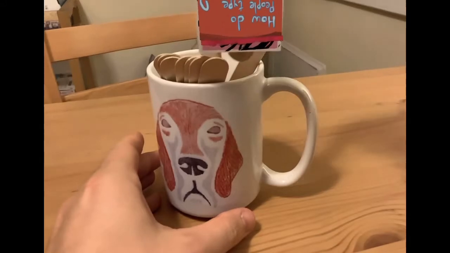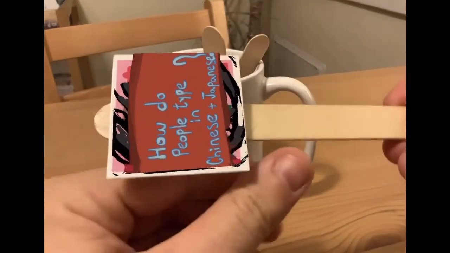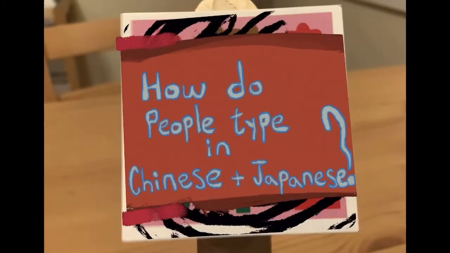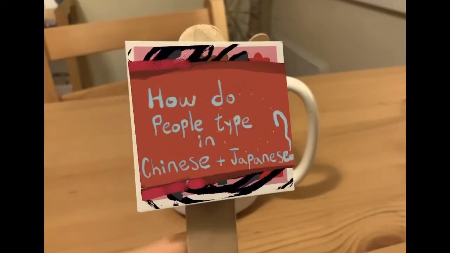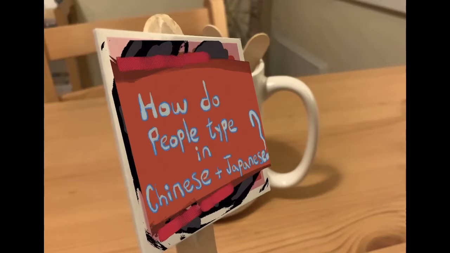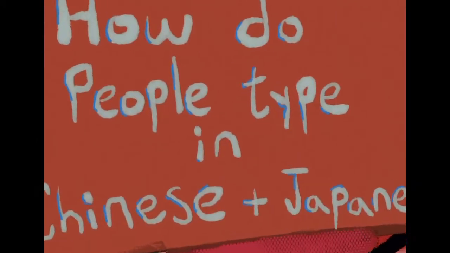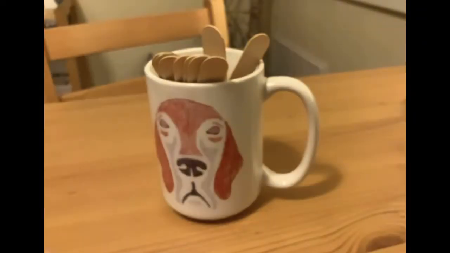And what's our topic for the day? It looks like, how do people type in Chinese and Japanese? Oh, very interesting topic. When I learned about that, I was really excited. It's really cool. I hope you like it. So how do people type in Chinese and Japanese? Here we go.